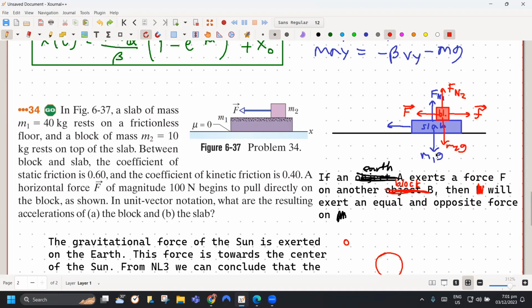Yung baba, di ba? Here. And it's of the same magnitude. So usually, pwede mo isulat yan as Fn2 na rin. Tapos yung Fn1, where does that force come from? The floor. So from the floor, hindi from the Earth. It's just from the floor.